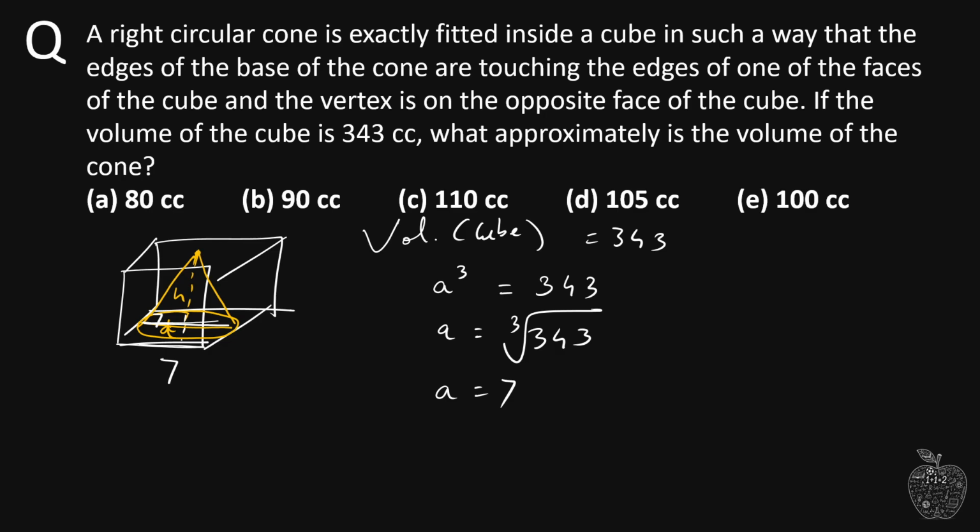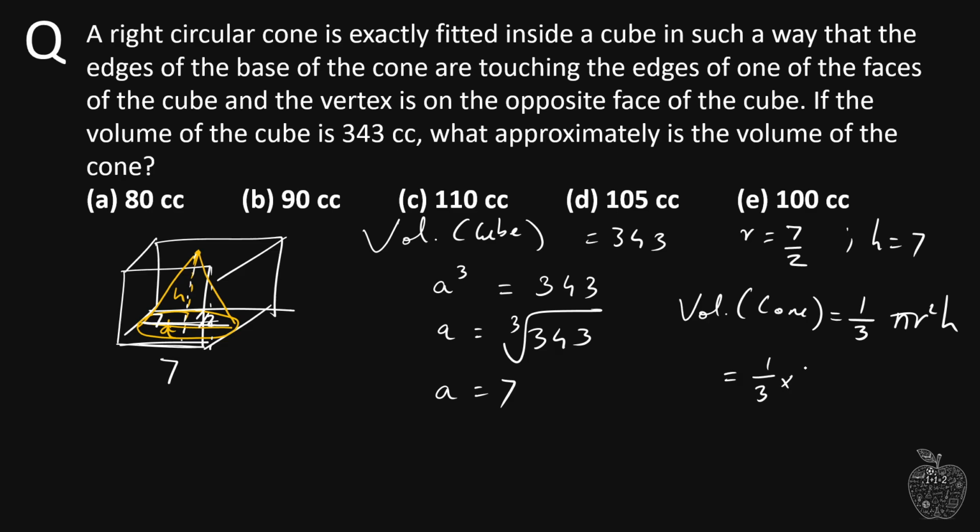Then what will be the radius here? It will be half of the diameter. So the radius here will be 7 by 2. Now the height of the cone here will be the same as the side of the cube. So height here will be 7. All right. And we know that the formula for calculating volume of cone here is 1 by 3 pi r square h.